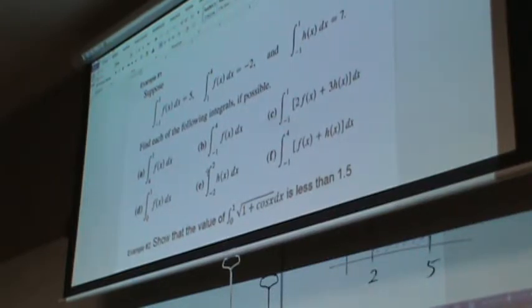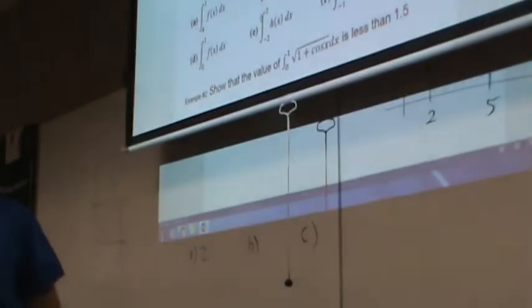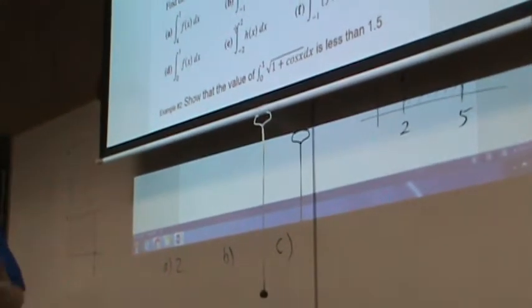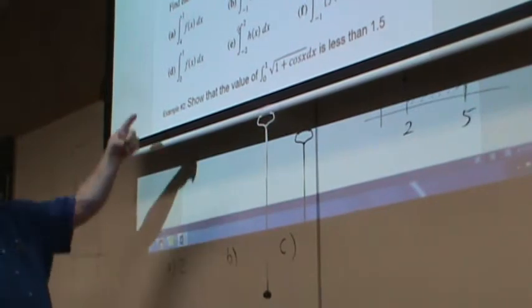Great. How many people, what did you get for part A? 2. How many people got positive 2? Yay, everyone raise their hand. Part B, what did you guys get for part B? 3. How many people got positive 3? Did anyone get something else? Is positive 3 good for you? Okay, you guys okay?